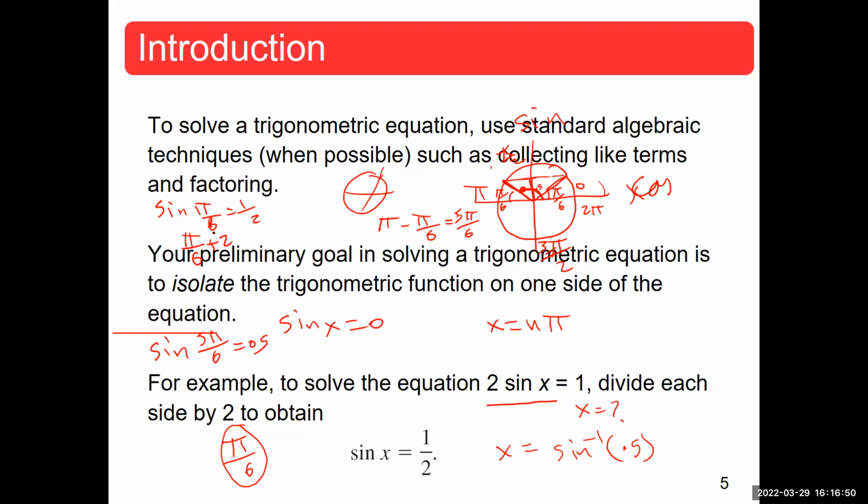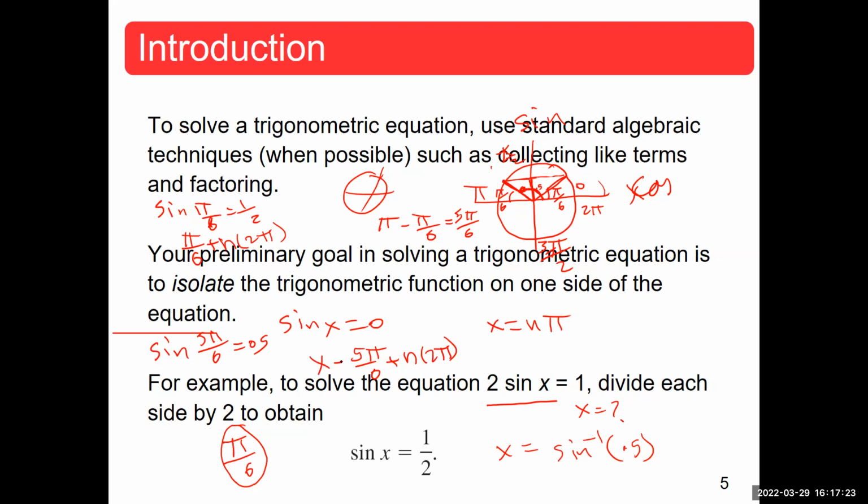Well, let me write n 2 pi. N is the number of cycles, and the cycle is 2 pi. So that angle will be the same while going around and around and around. It's the same angle. So pi over 6 plus n 2 pi. The same thing for 5 pi over 6 plus n 2 pi. So that is the solution.